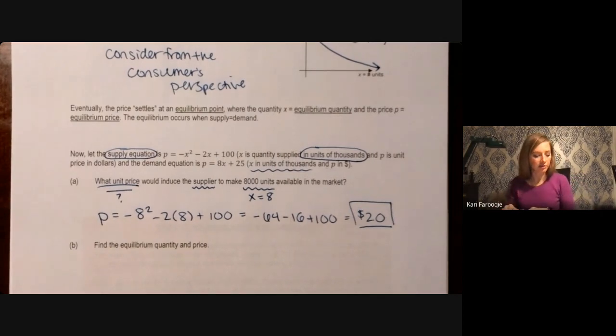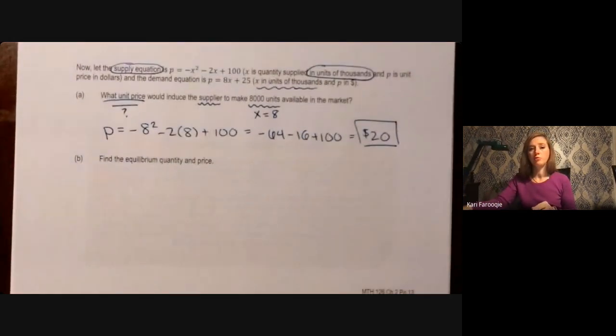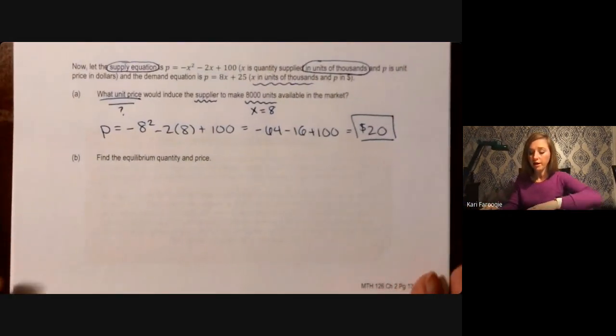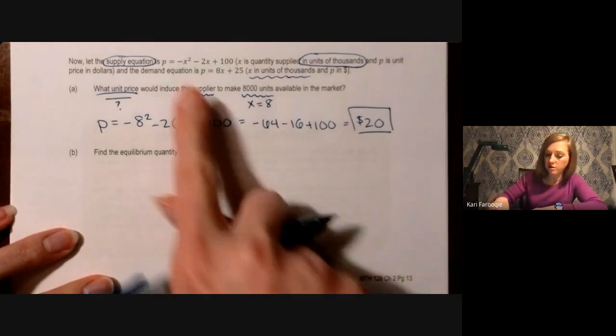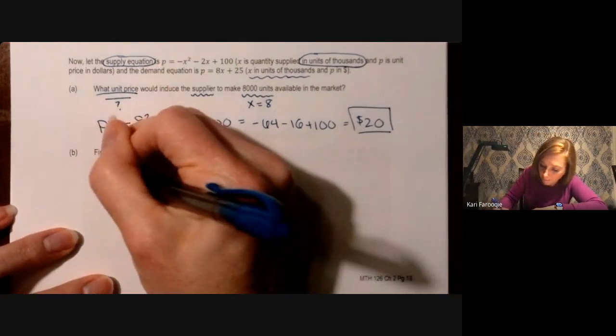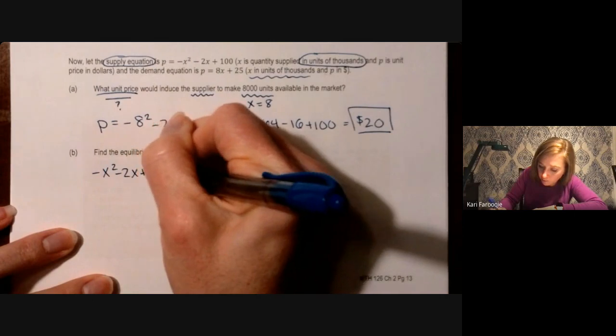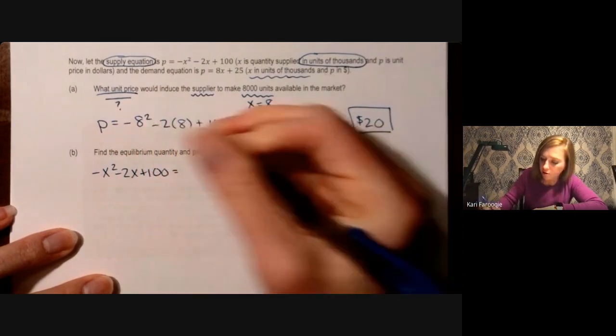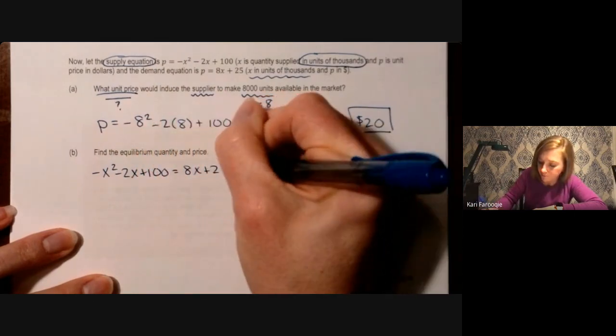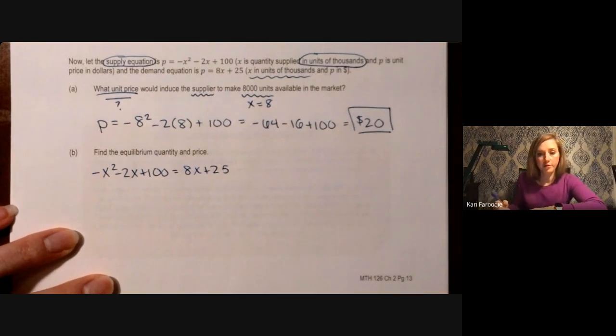Okay, so $20. Find the equilibrium quantity and price. So when I'm finding the equilibrium, I'm finding the place where those two are equal, the supply and the demand. So I'm going to take the supplier equation and set it equal to the demand equation. And then you have to solve this equation.